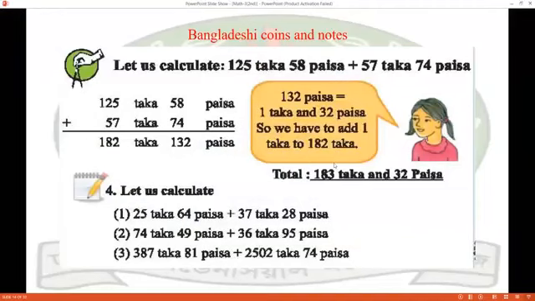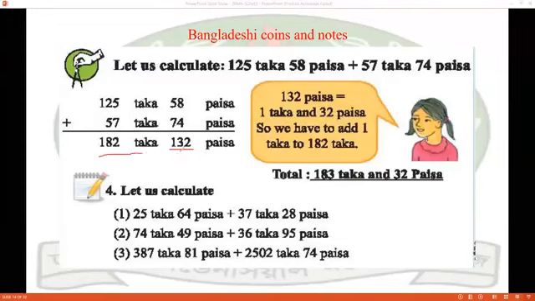So there is a calculation, another math. Let us calculate 25 taka and 58 paisa plus 75 taka and 74 paisa. How can we choose it and how can you calculate it? You have to simply add. When the paisa amount is more than 100, then you convert it to taka and add with the taka. So at first we add 58 paisa and 74 paisa. So there is 132 paisa, and 25 taka and 75 taka, so there will be 100 taka.